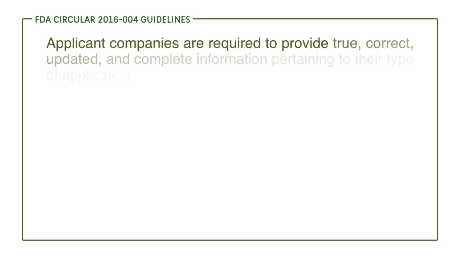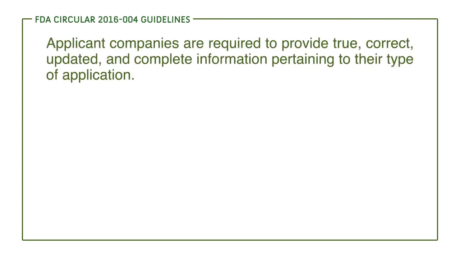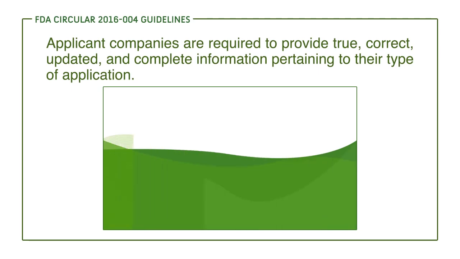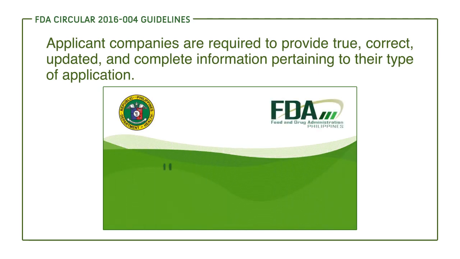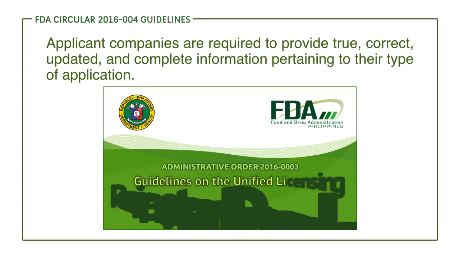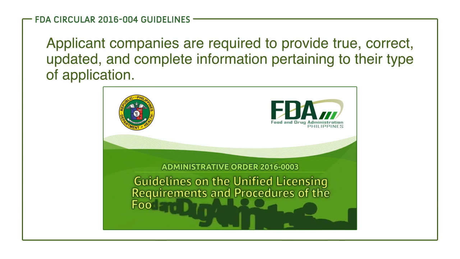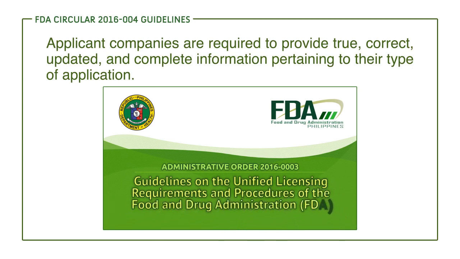Applicant companies are required to provide true, correct, updated, and complete information pertaining to their type of application. Refer to Administrative Order 2016-3, Guidelines on the Unified Licensing Requirements and Procedures of the Food and Drug Administration, FDA, for initial and renewal applications, and for application for variation.